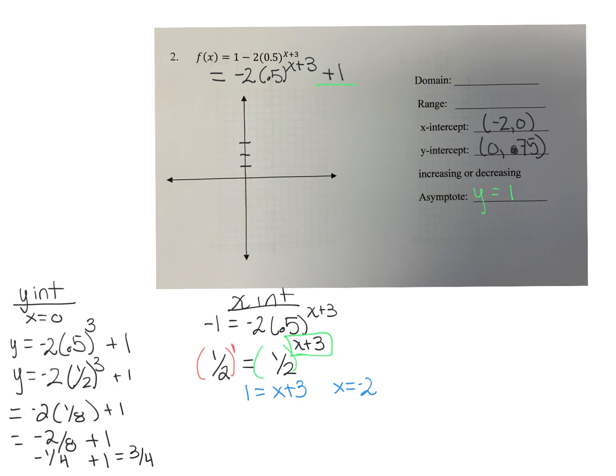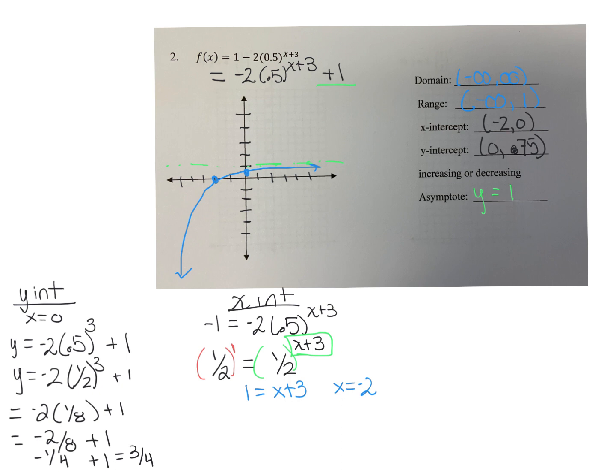Add your hash marks. Graph my asymptote first, y equals 1 right there. And let's see. My x-intercept is -2. My y-intercept is 0.75. So you guys can see that I'm going to be coming up this way and closer and closer. My domain is -infinity to infinity. My range is -infinity up to that 1.